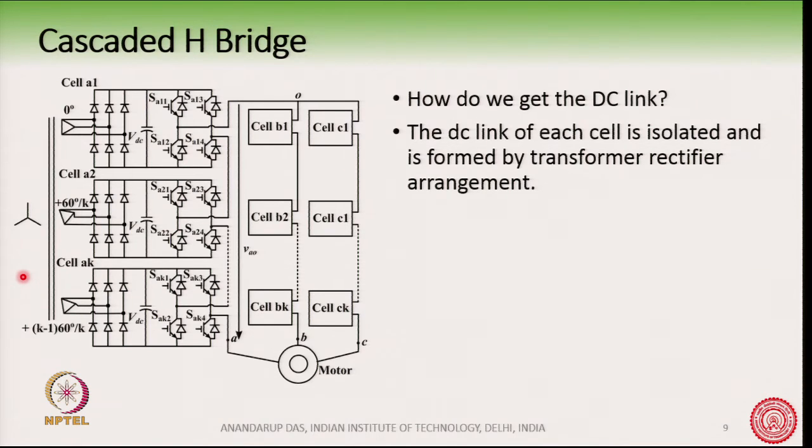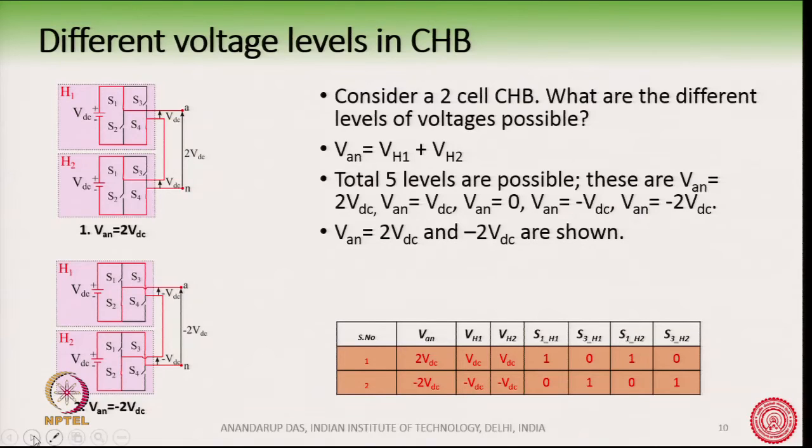We will talk about it sometime later, not while discussing CHB, because in CHB we will be focusing more on this side here, where we will assume that there is a stiff DC source with a battery, and then these cells are connected in series. So, here we are showing the detailed circuit for getting the 5 levels of CHB.